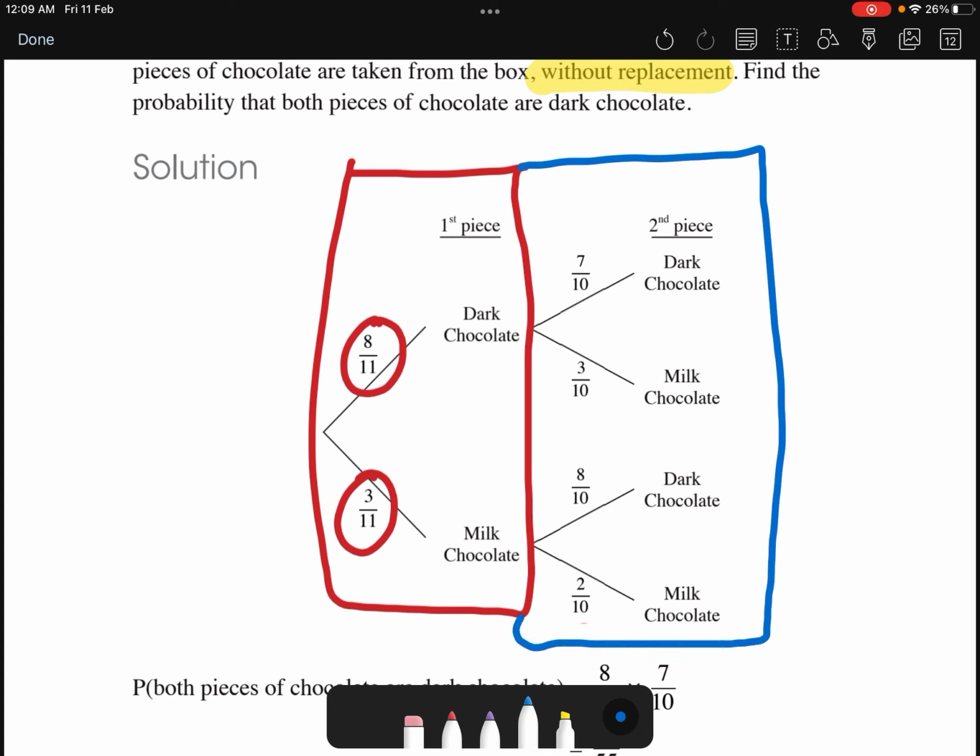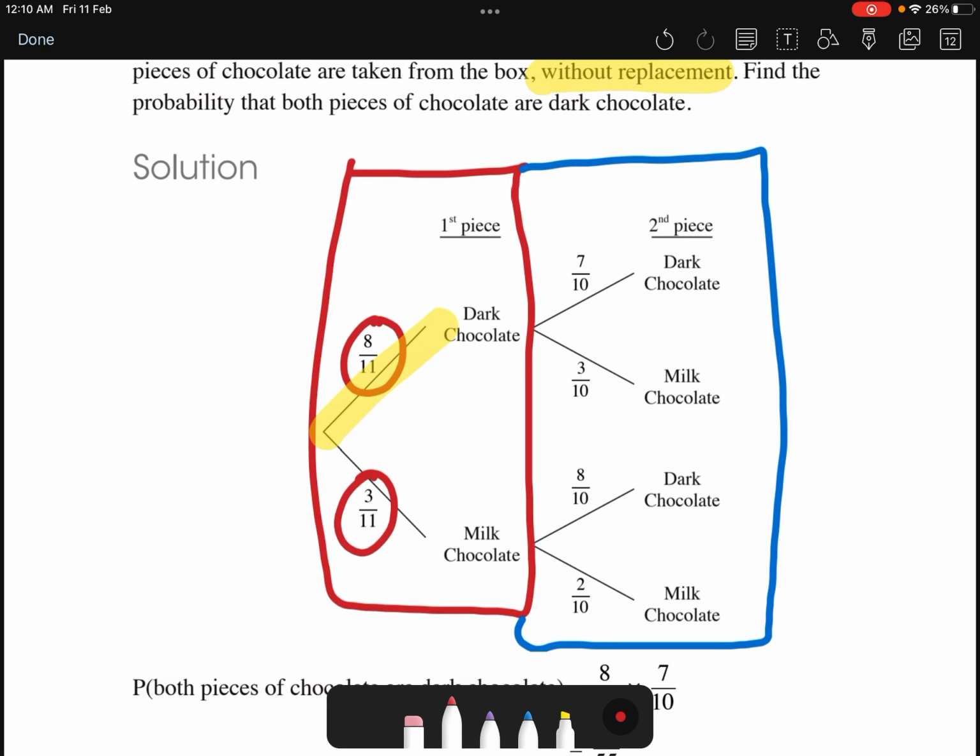Since you didn't put it back, the total number of chocolates initially is 11. The first time you take, you are choosing one chocolate out of 11. Then for the second choice, you're actually left with 10 chocolates. Now I look at the dark chocolate. If you think about it, the first choice you chose dark chocolate already. So for the second choice, there shouldn't be 8 dark chocolates. There can only be 7 dark chocolates. Of course, the total number of chocolates is 10.